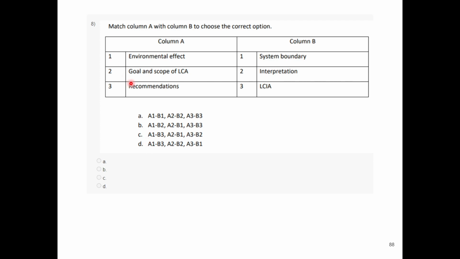Second is goal and scope of LCA. So that is basically coming in the inventory analysis.